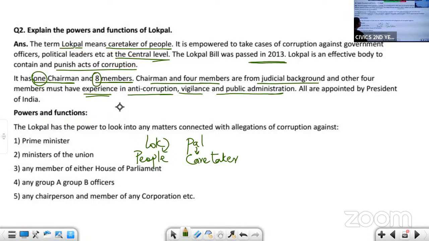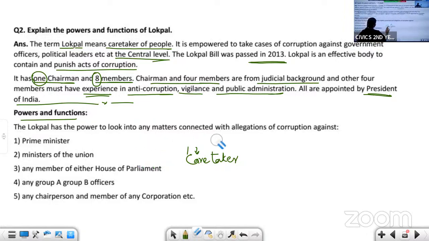And the chairman and members of Lokpal are appointed by the President of India. He appoints the chairman and members of Lokpal. I hope I'm clear till here. Now, let us move to the powers and functions of Lokpal. What are his powers and functions? This is the last chapter.